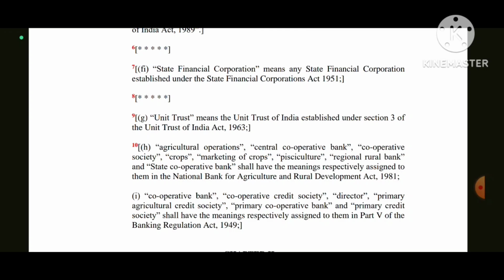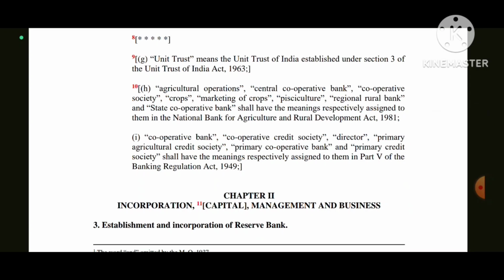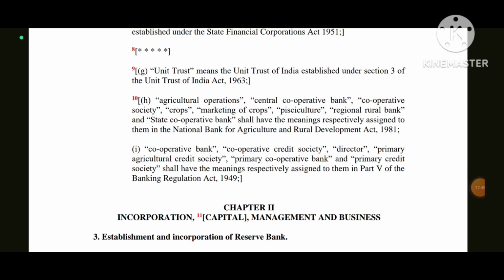Next is clause I. Cooperative Bank, Cooperative Credit Society, Director, Primary Agricultural Credit Society, Primary Cooperative Bank and Primary Credit Society shall have the meanings respectively assigned to them in Part 5 of the Banking Regulation Act 1949. So whatever meanings have been assigned in Part 5 of the Banking Regulation Act 1949. So this was section 2 of chapter 1.